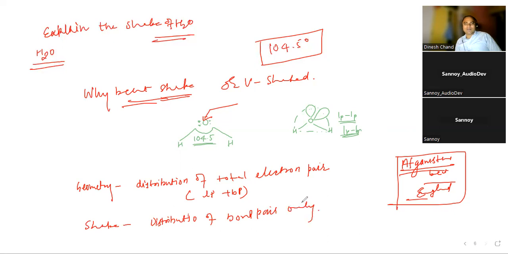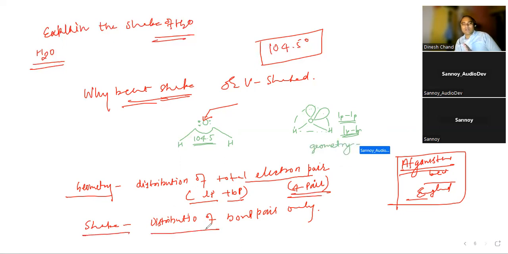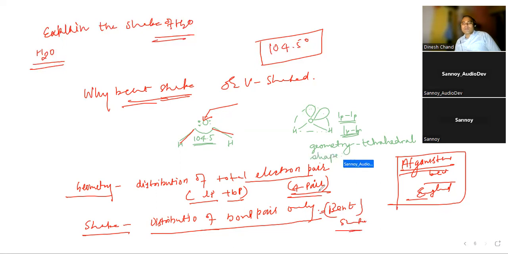Not a problem. Geometry means the distribution of total electron pairs, meaning lone pairs and bond pairs. So how many pairs are there? Four pairs, so the geometry is tetrahedral. Now, shape means the distribution of bond pairs only. Only two bond pairs are there, so that is a bent shape, because the two lone pairs do not participate in the shape.